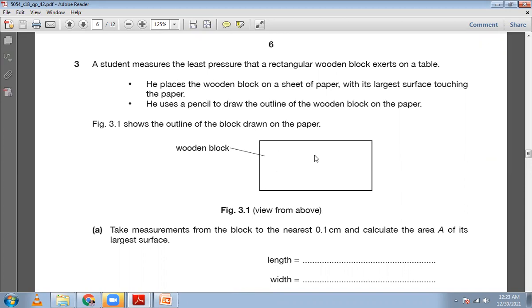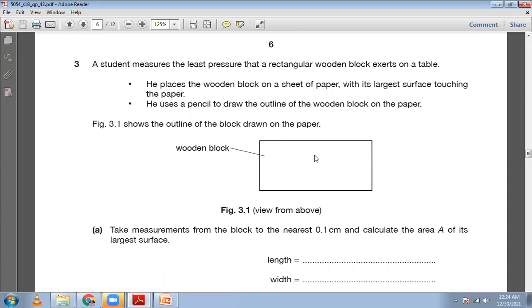You can see if you have a rectangular wooden block, it will have 8 faces. So the face which should be touching the ground should be that whose area is largest. Then the pressure exerted will be least. Okay, so figure 3.1 shows the outline of the block drawn on the paper.